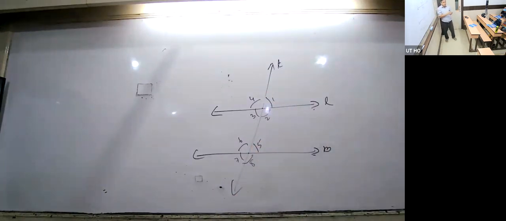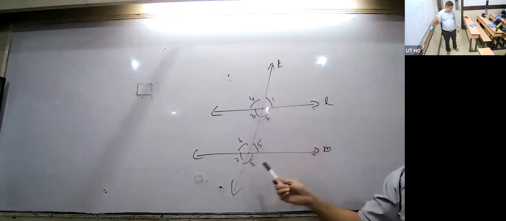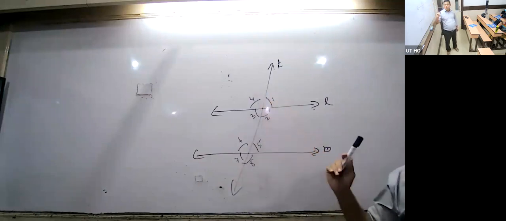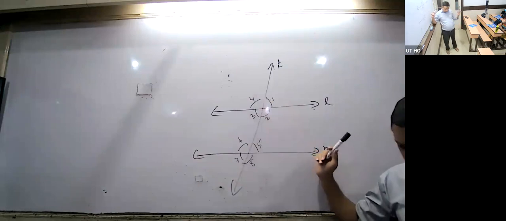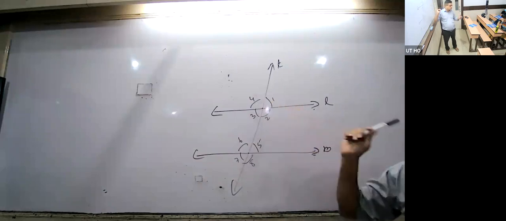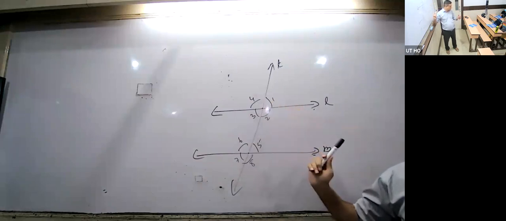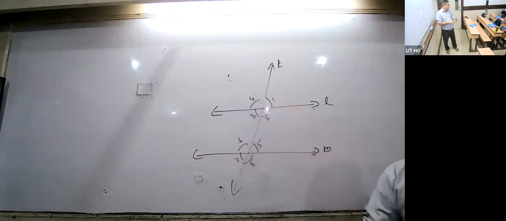Aryan, tell the vertically opposite angle. Loudly. 4 and 8. Where is 4? This 4 and this here is vertically opposite. 4 and 2. Loudly speak here. Then 1 and 3. Then 6 and 8, 5 and 7. Vertically opposite angles are always equal. Okay, next one.